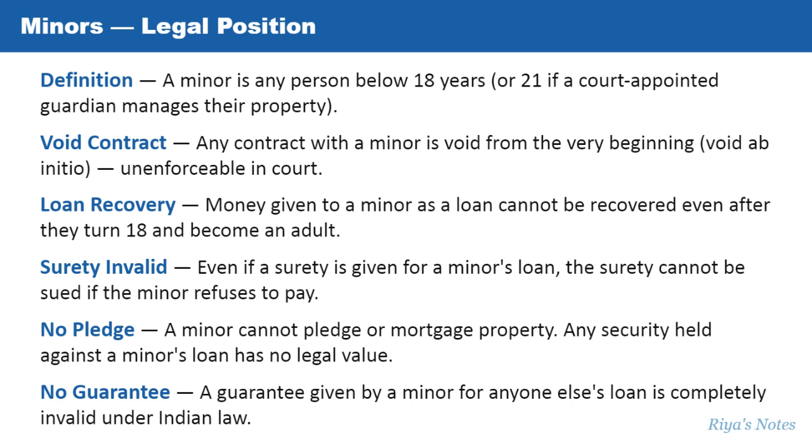Minor's legal position. Definition: a minor is any person below 18 years, or 21 if a court-appointed guardian manages their property. Void contract. Any contract with a minor is void from the very beginning, void ab initio, unenforceable in court. Loan recovery. Money given to a minor as a loan cannot be recovered even after they turn 18 and become an adult. Surety invalid. Even if a surety is given for a minor's loan, the surety cannot be sued if the minor refuses to pay.